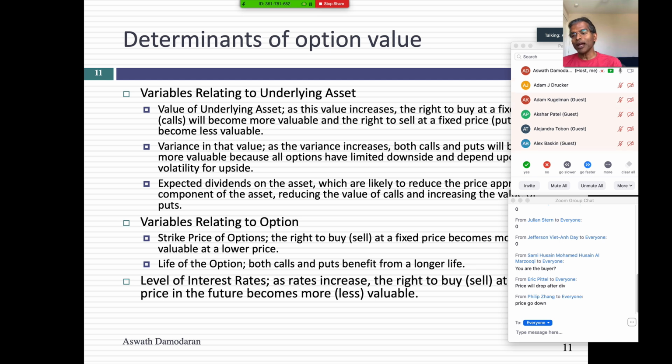You get the right to buy at a fixed price. You know a dividend is coming. You've got to reduce how much you pay for the call to reflect that expected price drop. If you're a put option holder, the exact opposite will hold. So here's what you have.